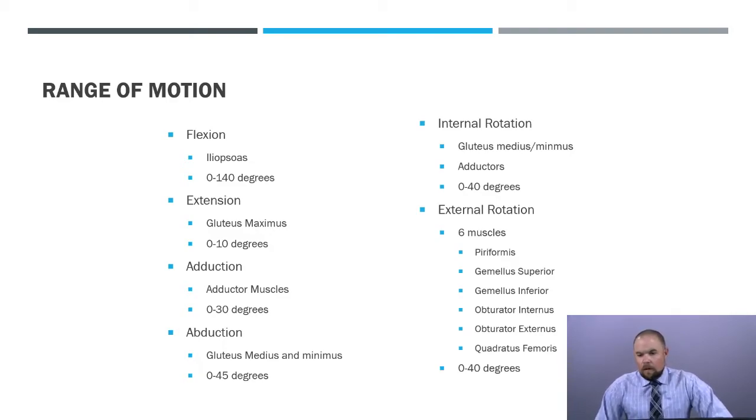And then there's 6 muscle groups that participate in the external rotation of the hip, and you can see those listed here, and typically expect somewhere between 0 and 40 degrees. For internal and external rotation, I typically evaluate that with the patient supine. I'll flex the hip up to about 90 degrees, and then I will internally and externally rotate the hip at that location.